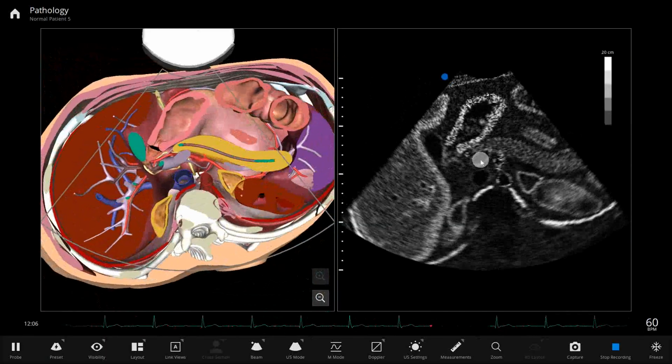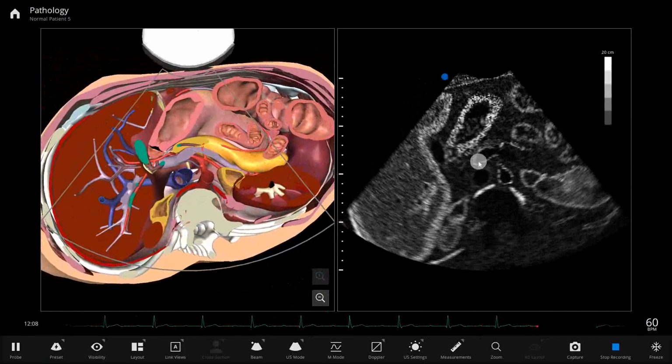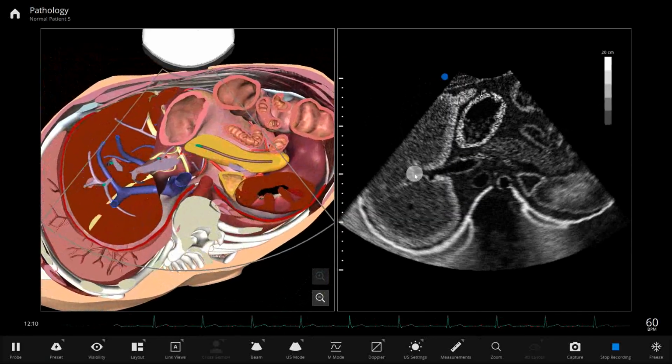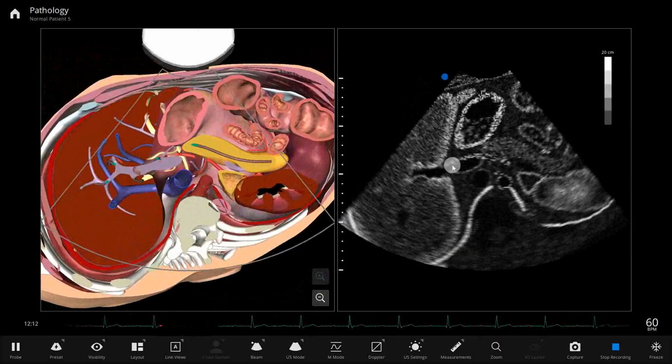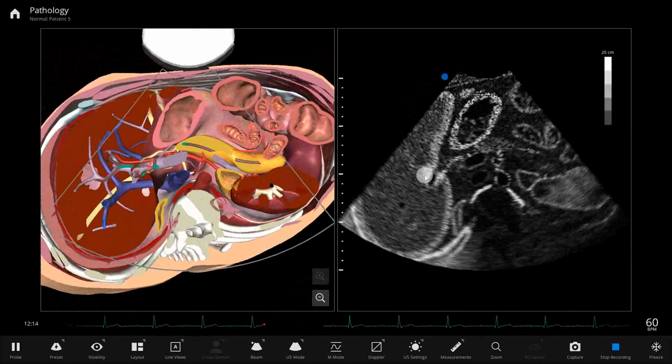Portal venous system is below it, right here. Okay, and then we'll see it enter the liver right there. Portal vein entering the liver there.